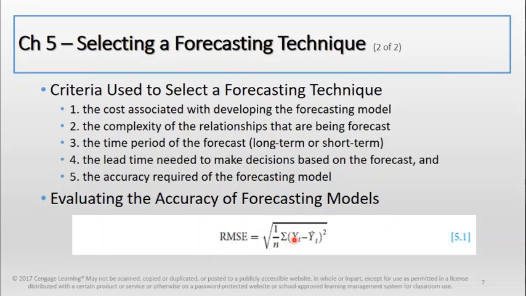So your Y here is your actual value, and then your Y with a circumflex, with a sign like that, is a circumflex. So that is your forecasted value. So again, the smaller the value of your RMSE, the greater the accuracy of your forecast. So that is how you evaluate the accuracy of your forecasting models.